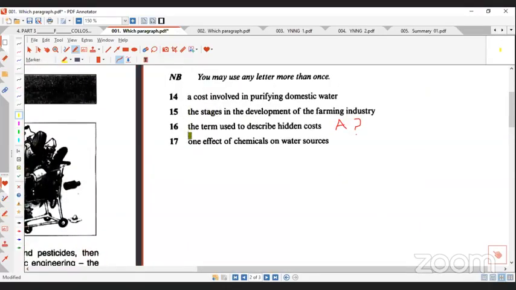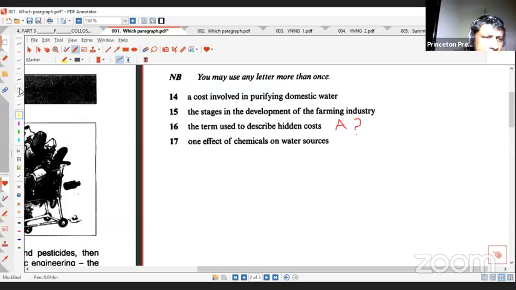A mention of a chemical effect. So we should write what? Let me write it here. B. You know, we got the answers. Okay, the next one. Let's read.